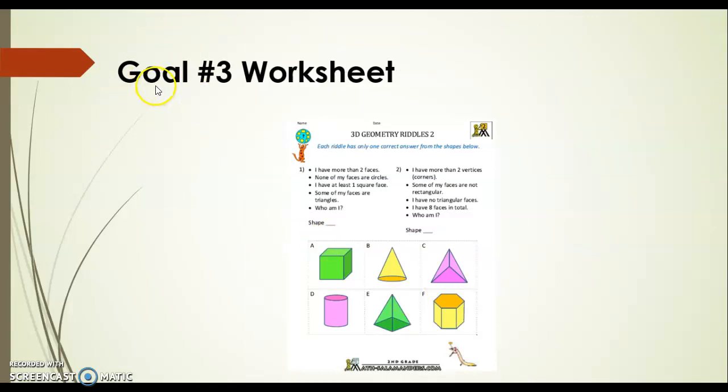Next, we have our goal number 3 worksheet, and this is what we are going to work on today. So if you can please take it out.